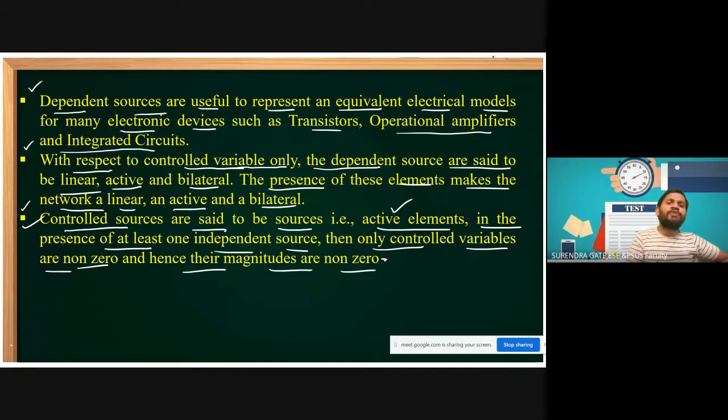Okay, these are the points you remember with respect to dependent sources. Students, understand what exactly the points are. Then how to represent the dependent sources, when it is taken as a non-linear control, and when it is taken as a linear control. Okay, this is about, in detail, the different types of sources we are using.